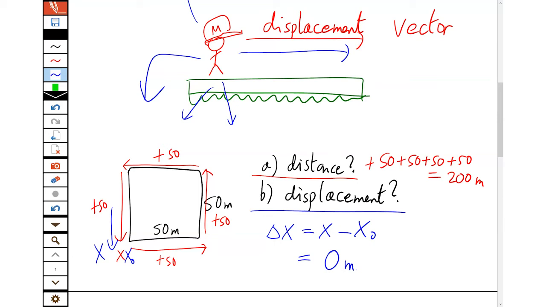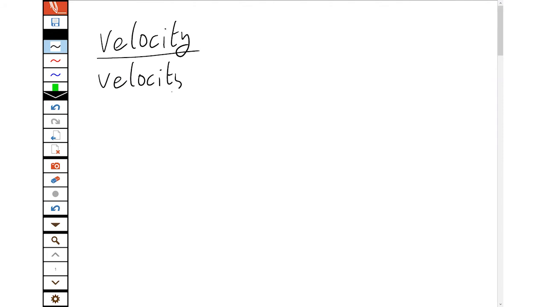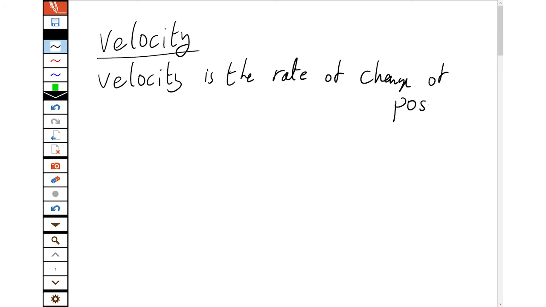So remember, displacement is the vector. The next pair of values is speed and velocity. And we can have a look at this. Velocity is the rate of change of position.